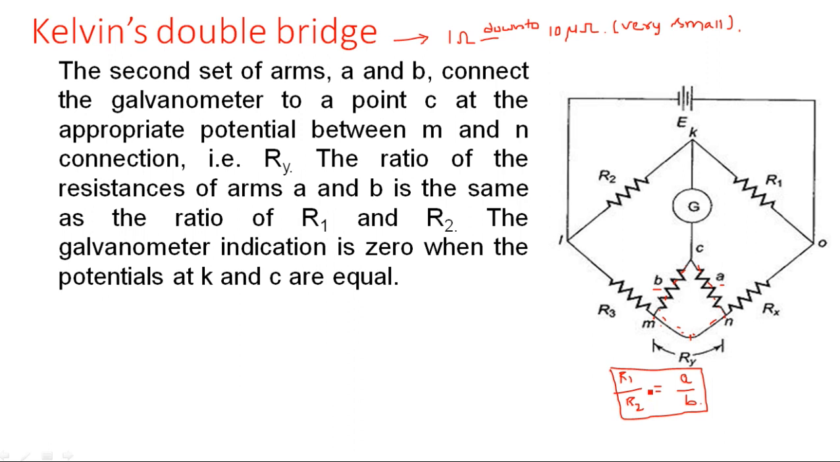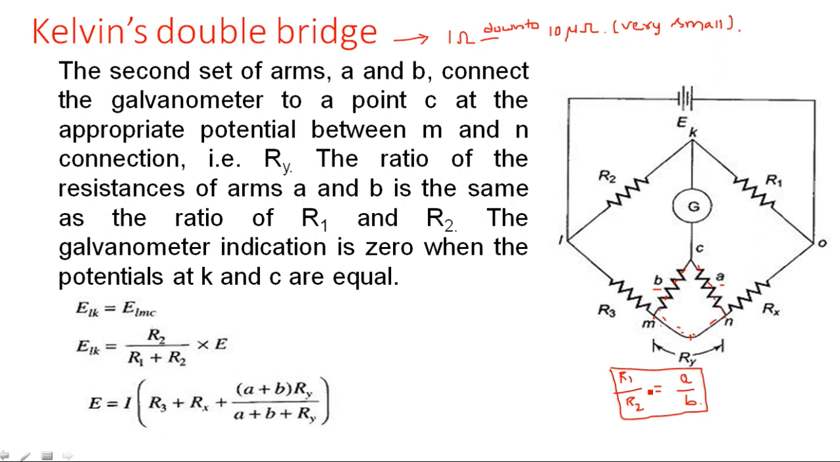Now what is the bridge balanced condition? ELK is equal to ELMC. What do we mean by the bridge balanced condition? The voltage from here to here is equal to the voltage from this point to this point, because this is acting like a ground. This is the positive terminal and this is the negative terminal, nothing but ground. When the bridge is in balanced condition, there is no current flowing through the galvanometer, so the galvanometer current Ig is equal to zero.